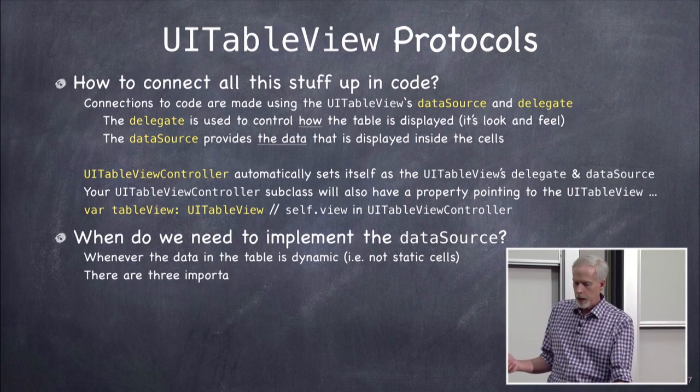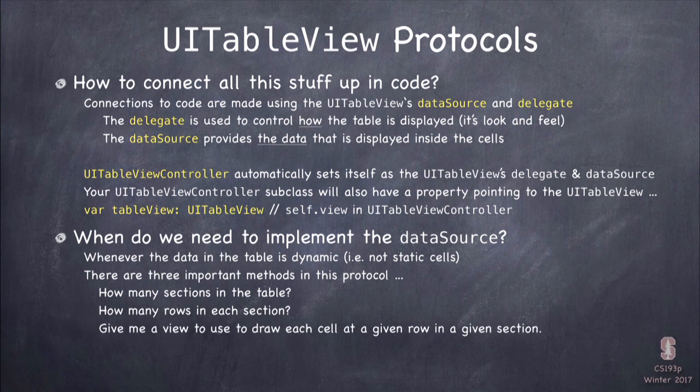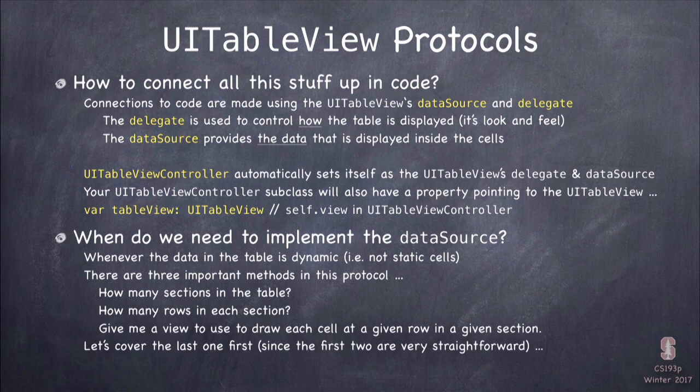Anytime we have dynamic, non-static data, there are three really important methods in this protocol. One is how many sections are in my table. Could be one section if the whole thing is just a bunch of rows. How many sections, and then how many rows are in each section. You're going to be asked one by one, how many rows in this section, how many rows in this section, how many in this section. So it knows how many rows are in every section. And then most importantly, give me one of those UI table view cells to draw this row.